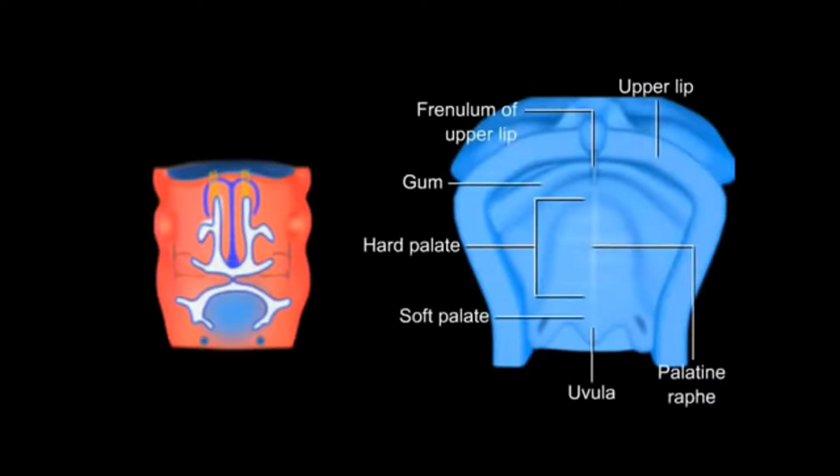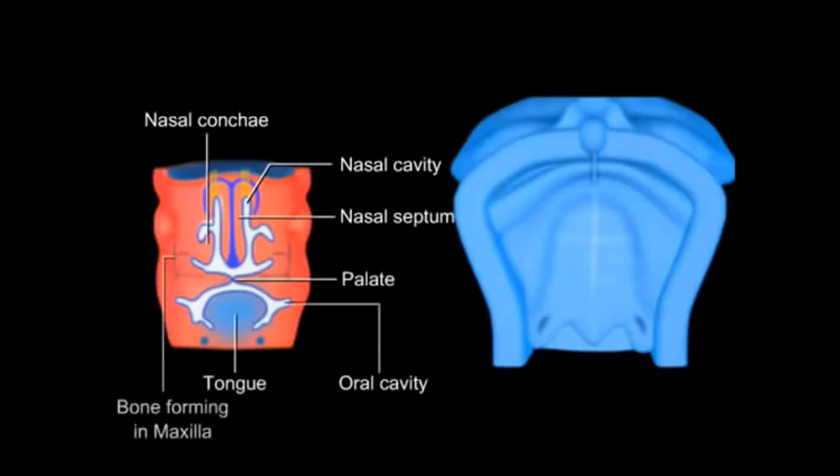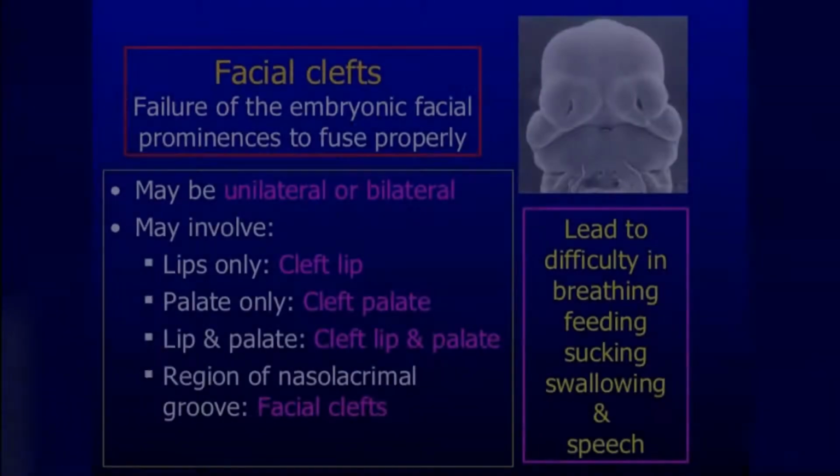This forms what is known as the roof of the mouth or the hard palate. The hard palate is continued deeper into the mouth by a fleshy extension called the soft palate.